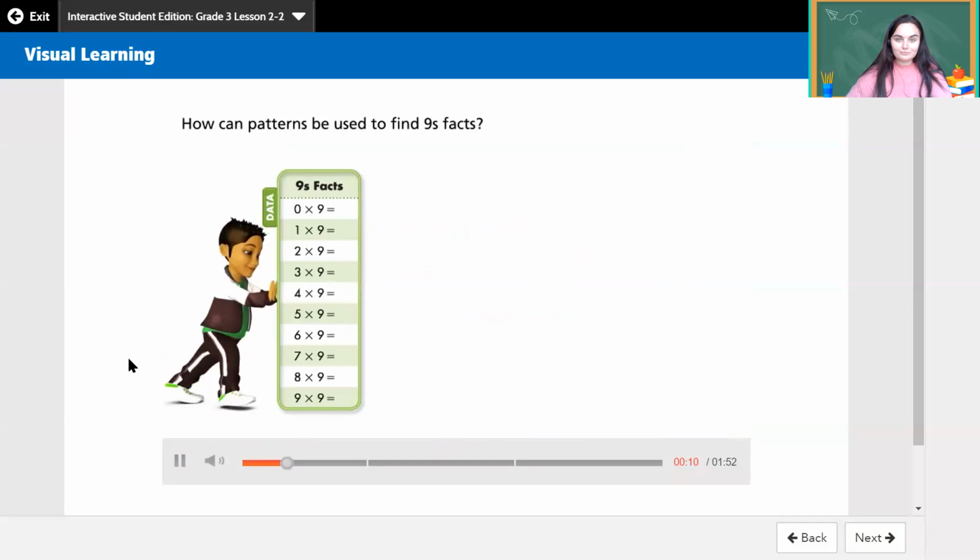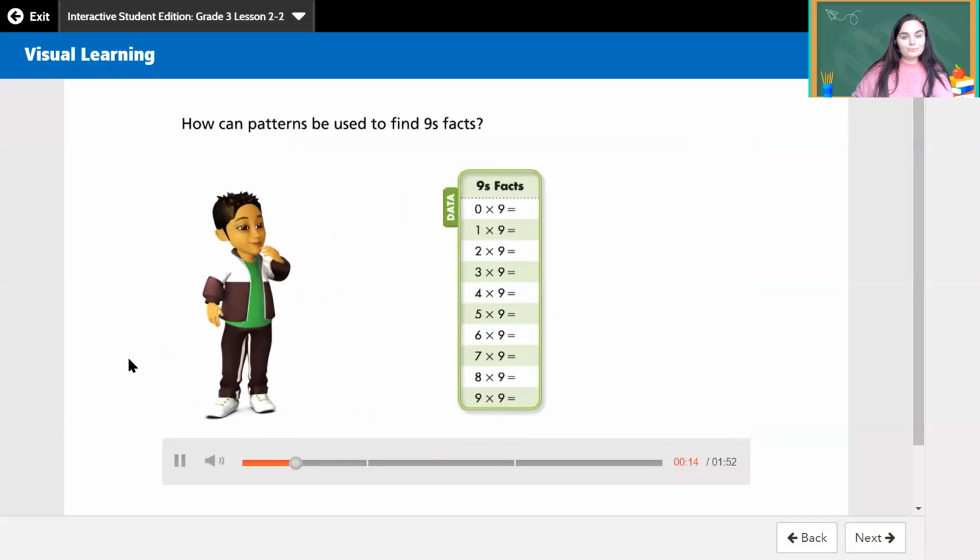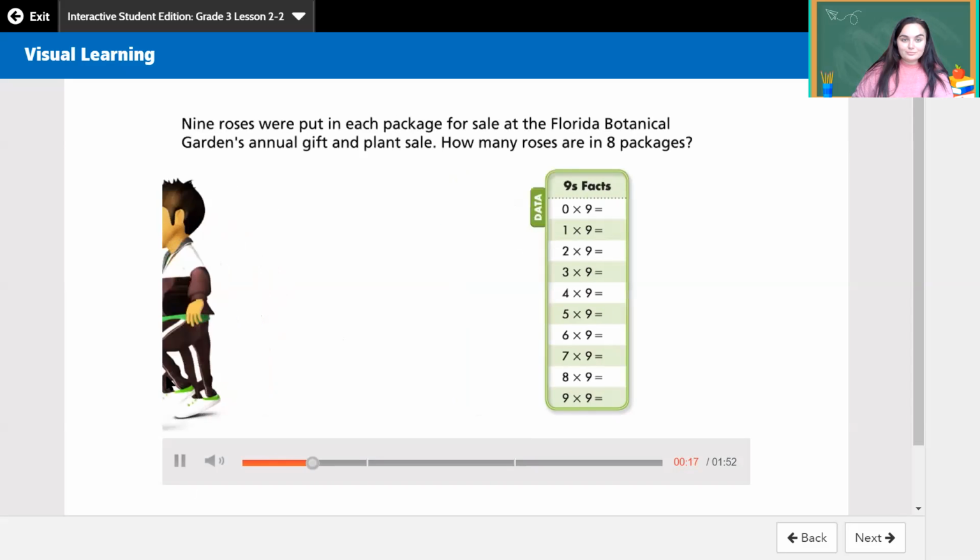How can patterns be used to find 9's facts? Well, there's many different patterns here, right? If we go up by 1, so up by a factor of 1, so times 1, times 2, times 3, times 4, so on and so on, it's multiplied by 9 all the way down. So 9 times 1, 9 times 2, 9 times 3, so on and so on, okay?